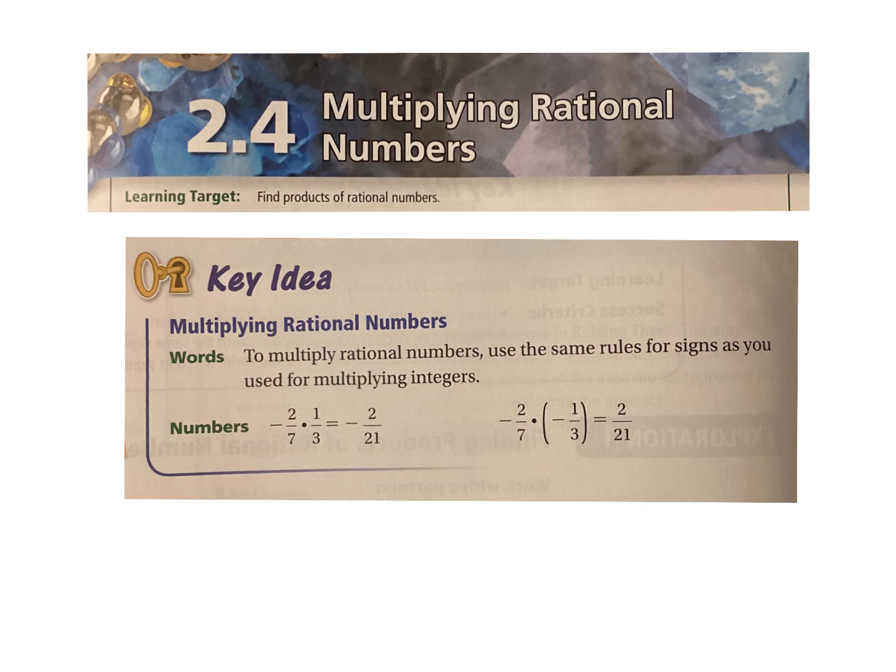The key idea is that to multiply rational numbers, use the same rules for signs as you use for multiplying integers. So if you have a negative multiplied by a positive, you're going to get a negative. If you have a negative multiplied by a negative, you're going to get a positive. So if it's the same sign, you'll get positive. If it's different signs, you'll get negative.